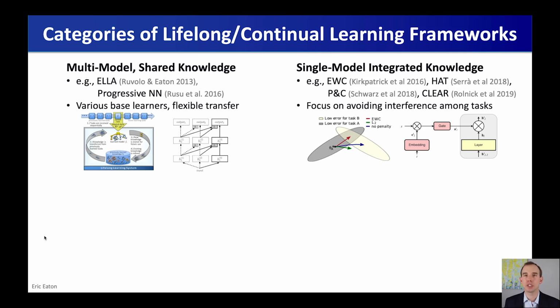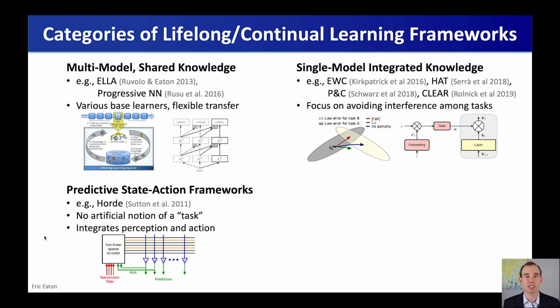Another approach, which many people take, is to have a single monolithic model for all tasks. And in this case, we really have a single model with integrated knowledge. So things like elastic weight consolidation, HAT, CLEAR, progress and compress, all of this work uses just a single big neural net for learning all the different tasks. And there's a major focus on avoiding interference among the tasks.